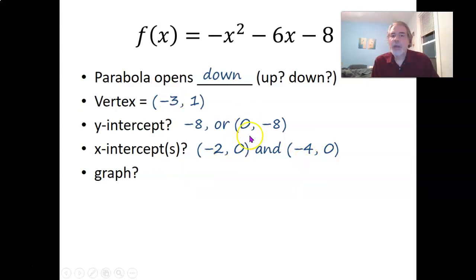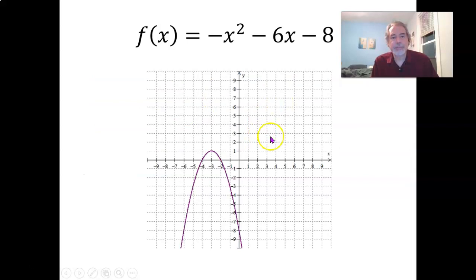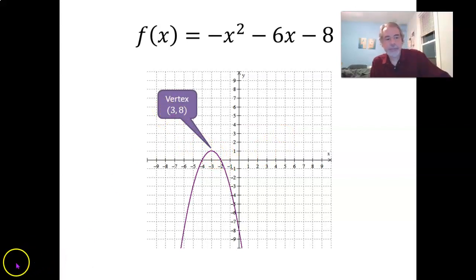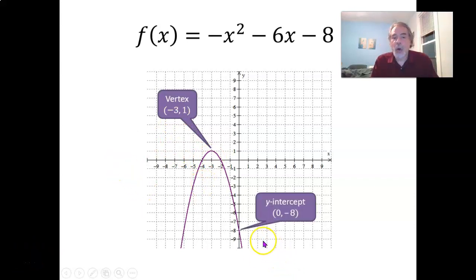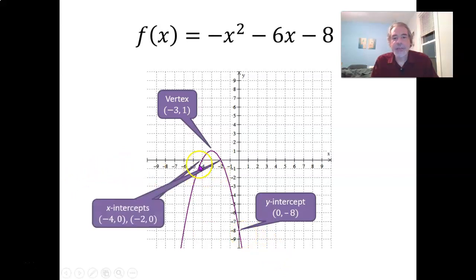So this is enough to give us a pretty good idea of what the graph has to look like. It's got a vertex at, oops, that should say -3, 1. It's got a y-intercept down here at -8 on the y-axis. And it's got x-intercepts at -4 and -2 on the x-axis.